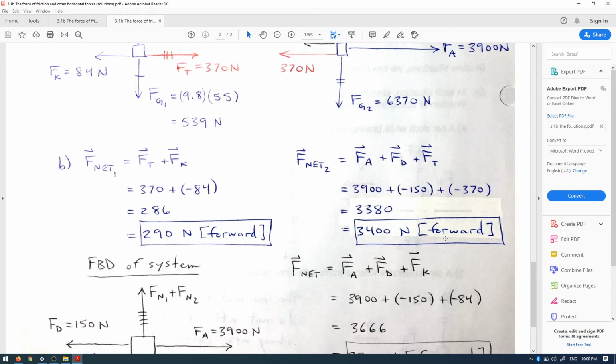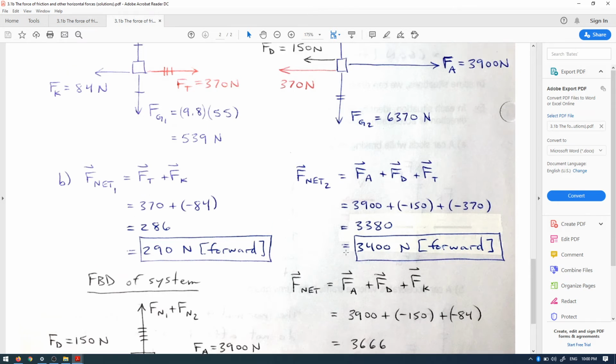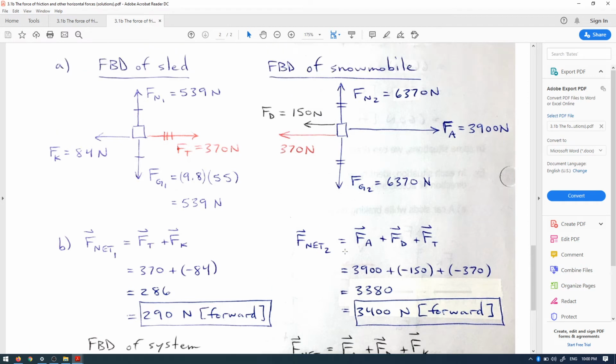Now, that's the two objects separately. What if I wanted to account for the system as a whole? What I would do is merge all of these forces together, but there's something I want you to notice. Because there's 370 newtons and they're in opposite directions, these two red lines are going to cancel each other out, which is good news because then you have fewer forces to deal with. So what do I have here?